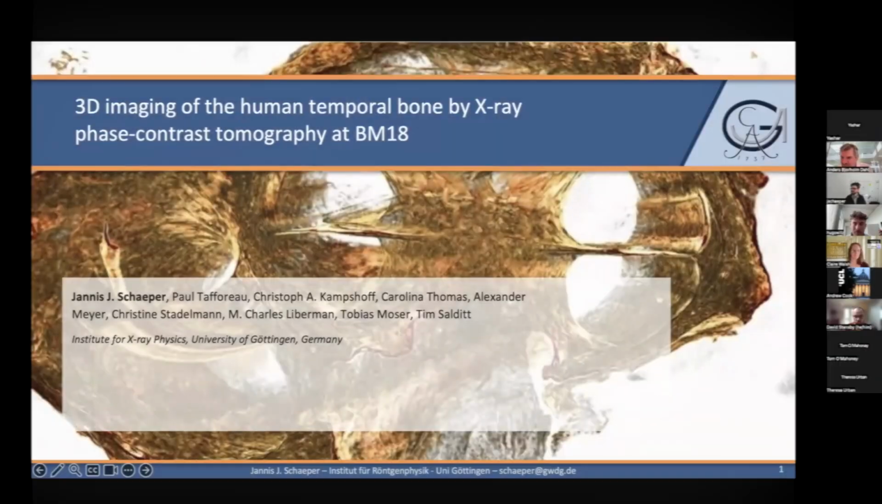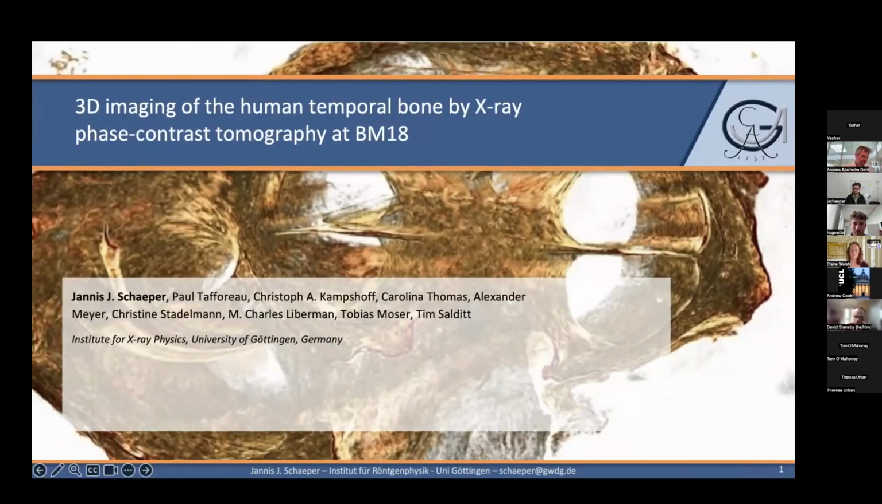The Institute for X-ray Physics, and the group of Tim Salditt. And today I show you some results of our BM18 beam time of last summer, where we had a look at human temporal bones and the human cochlea.